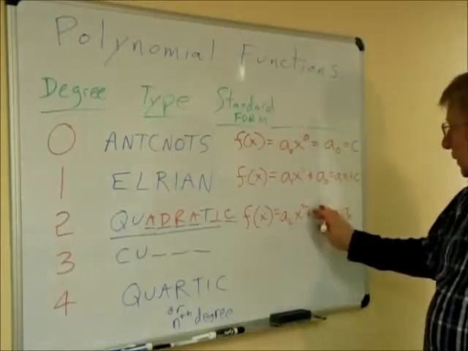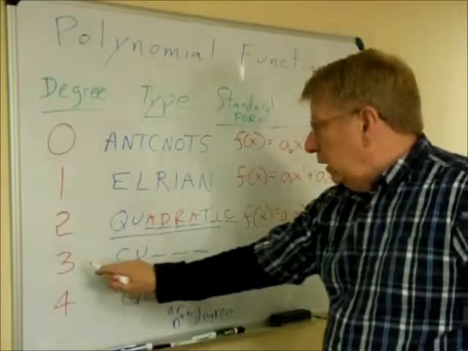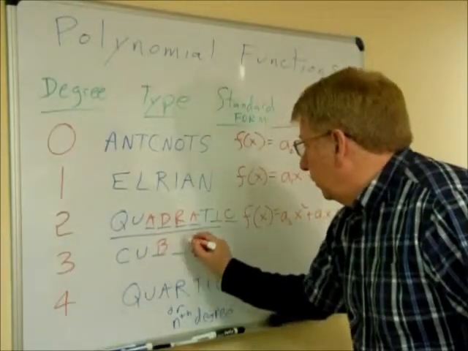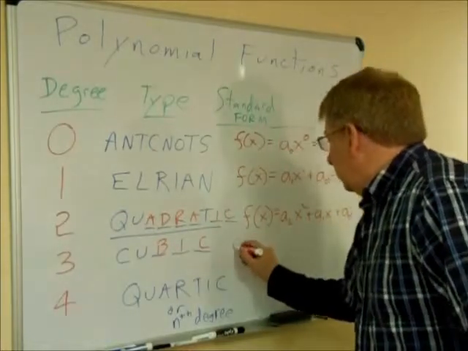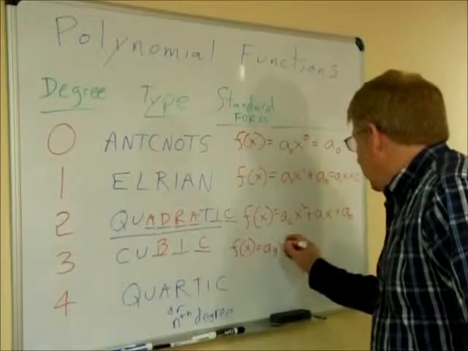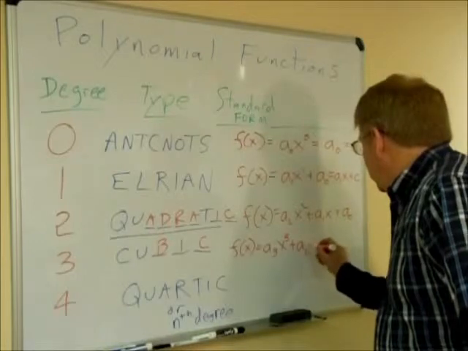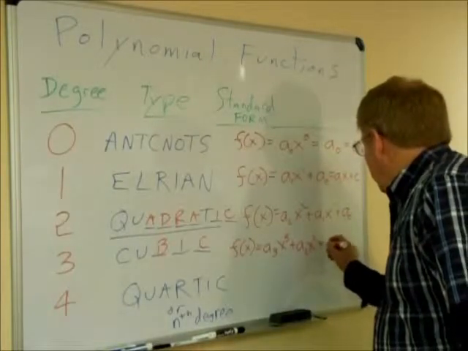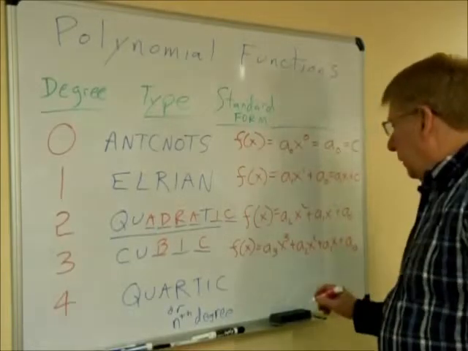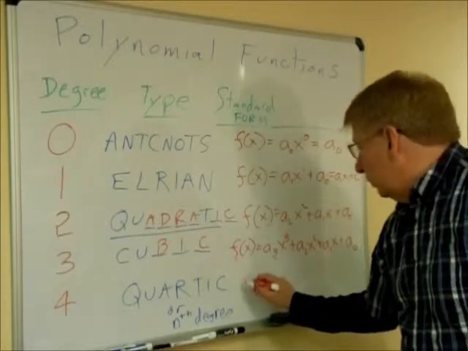And we can see we've got an x squared term for quadratic. And then this degree here would be cubic, to the third degree. So we have f of x is equal to a sub 3 x cubed, and then a sub 2 x squared plus a sub 1 x plus a sub 0. That's a standard form for the cubic polynomial function.